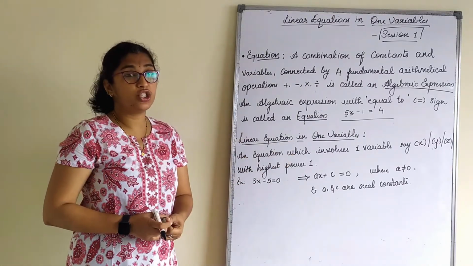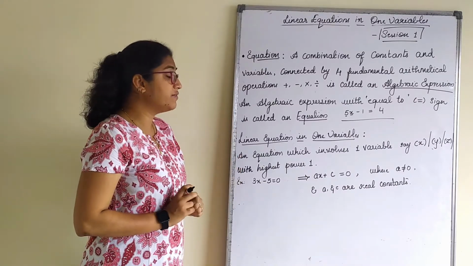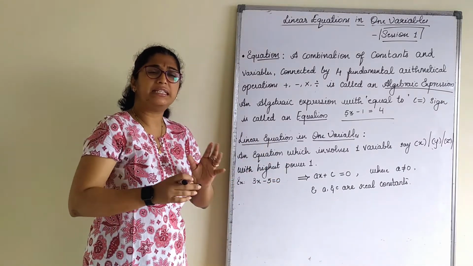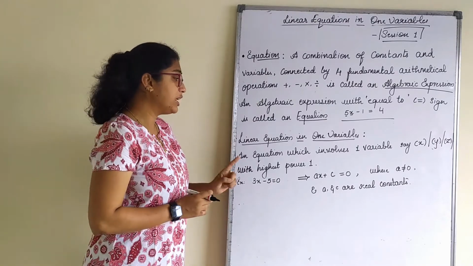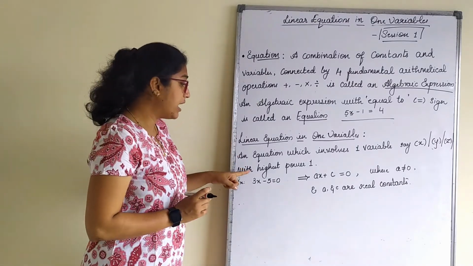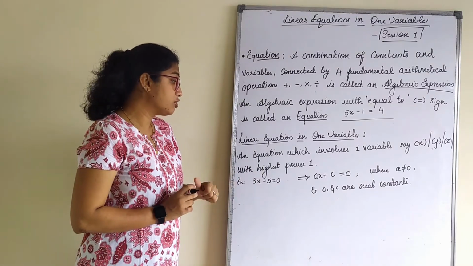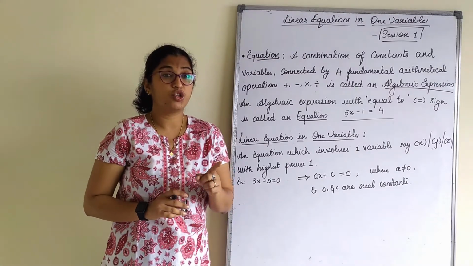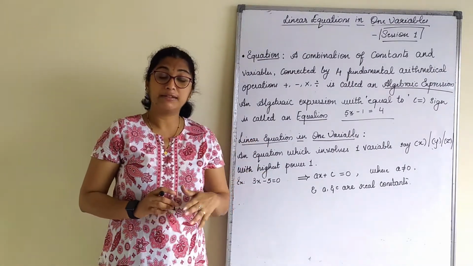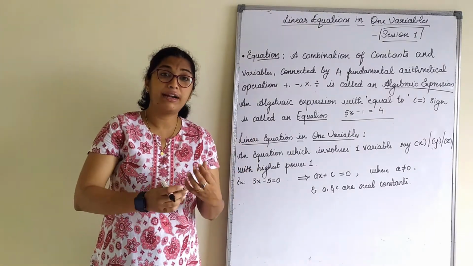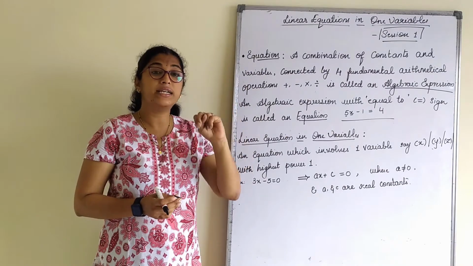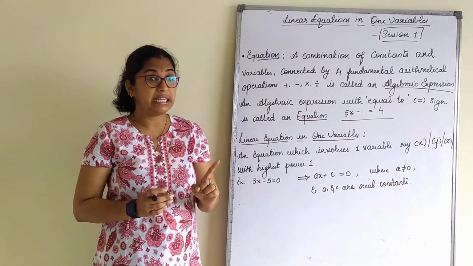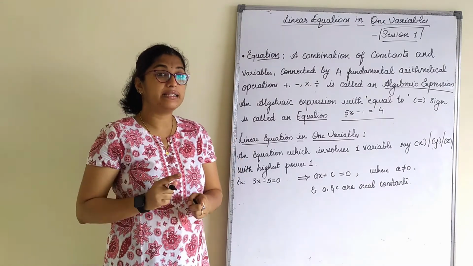Now, linear equation in one variable. An equation which involves one variable, say x or y or z or a, b, c, anything, one variable only, with highest power 1 is called a linear equation in one variable. That is very important. The highest power should be 1. Only then we call it linear. Now next year we will study quadratic equation, which has 2 as the highest power, cubic equation, 3 as the highest power. So here we study linear equation, which has only 1 as the highest power.